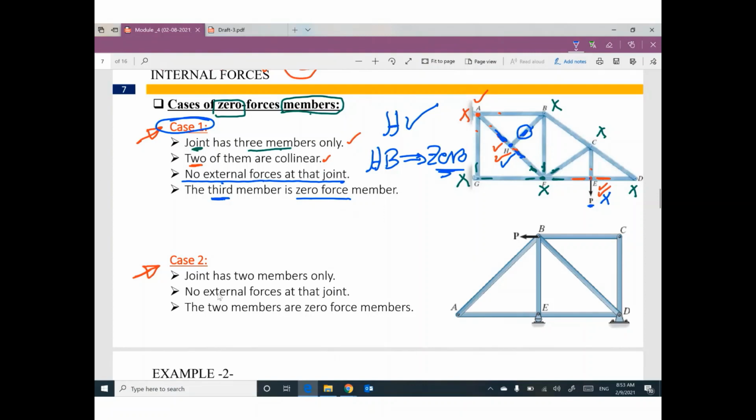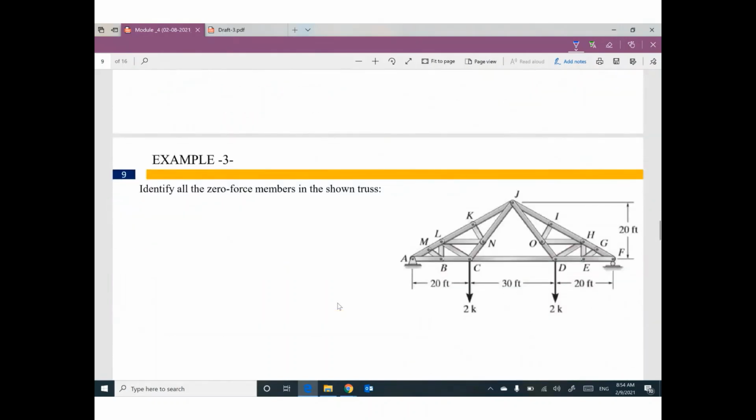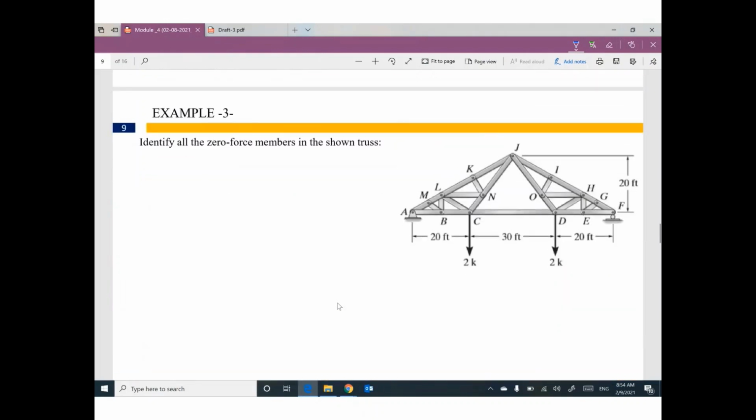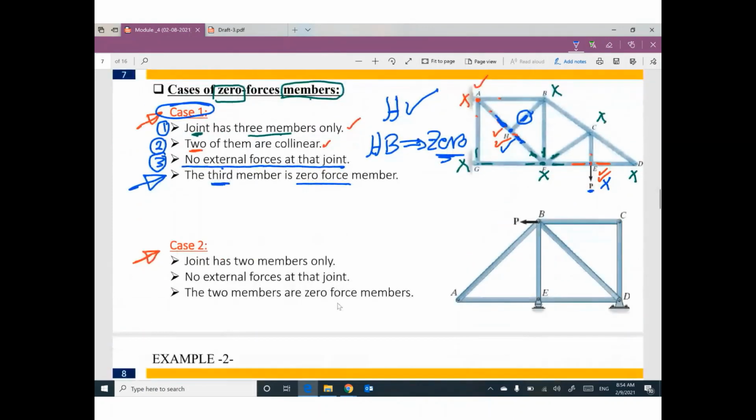Any question, guys? We have 3 conditions. Number 1, joint with 3 members only. Number 2, 2 members are collinear. Number 3, no external load at this joint. The final conclusion, the third member will be 0. Any question?